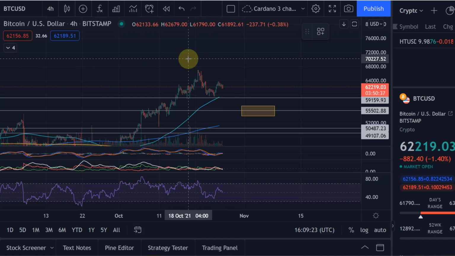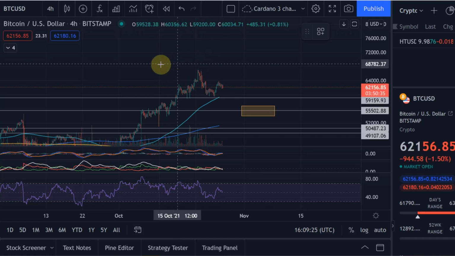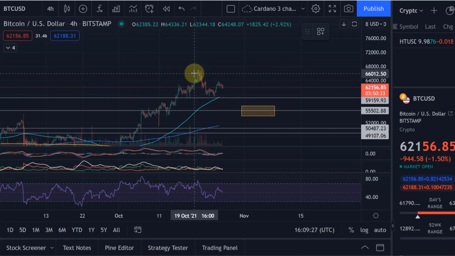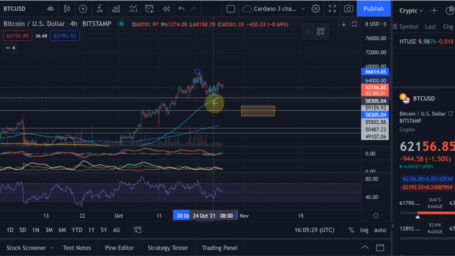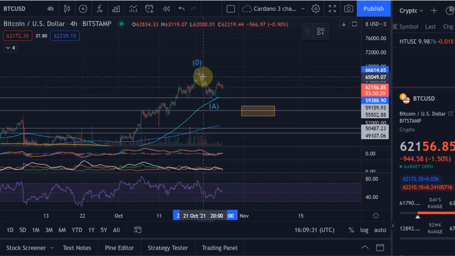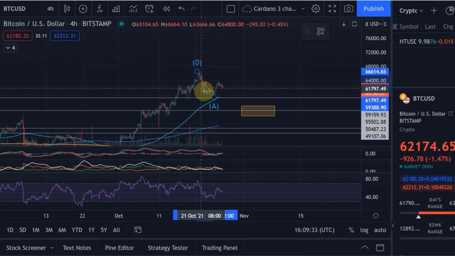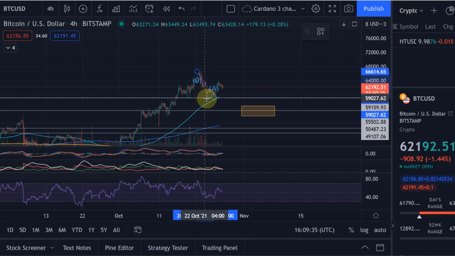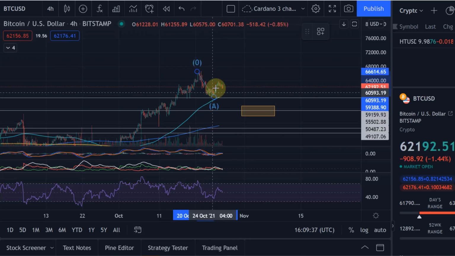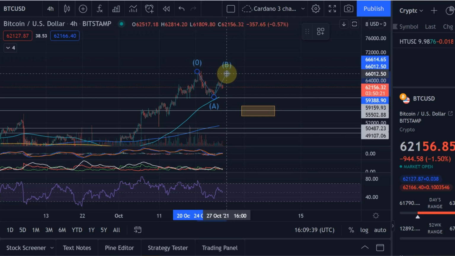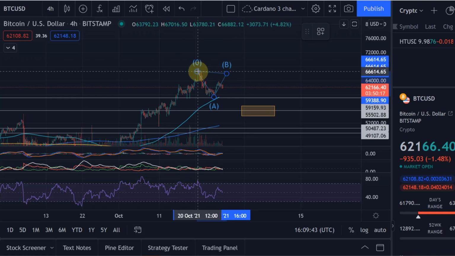Because if we zoom out, we are still in an uptrend. So that wave A, which I've just shown you, is a 5-wave move to the downside, just explained in another way. You will get now a wave B based on that scenario to the upside. That could take us nearly to the all-time high.